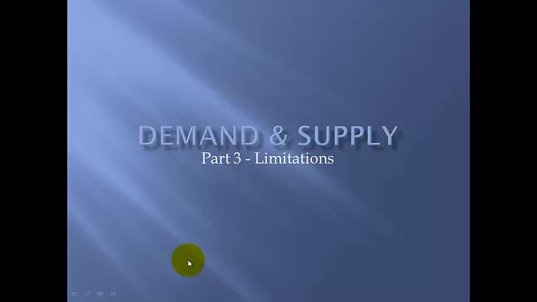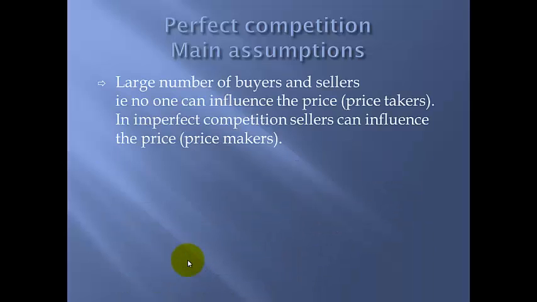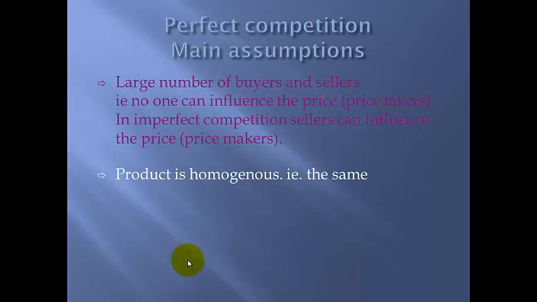Now we come to part 3, some limitations. There are some assumptions of this particular model which have to be outlined in order to make sense. There's a large number of suppliers and buyers in a market, but no one can influence the price. So everybody's a price taker and no one is a price maker. Now that's not always the case, but that's what we assume. So no one can adversely affect the price.